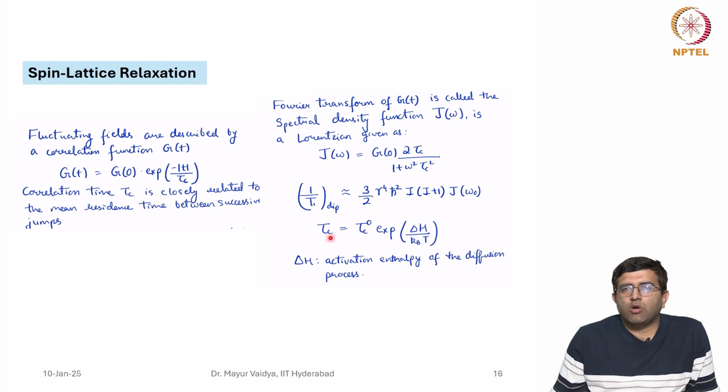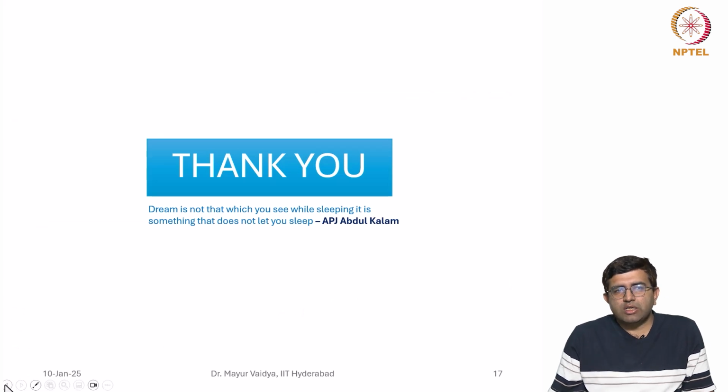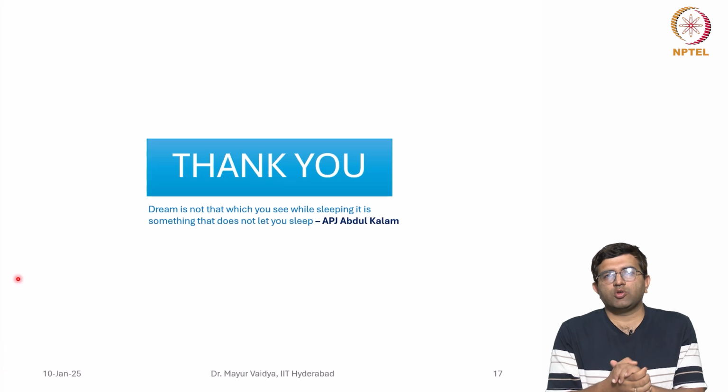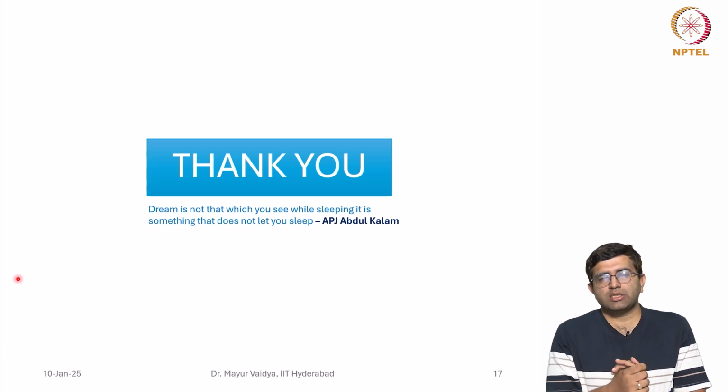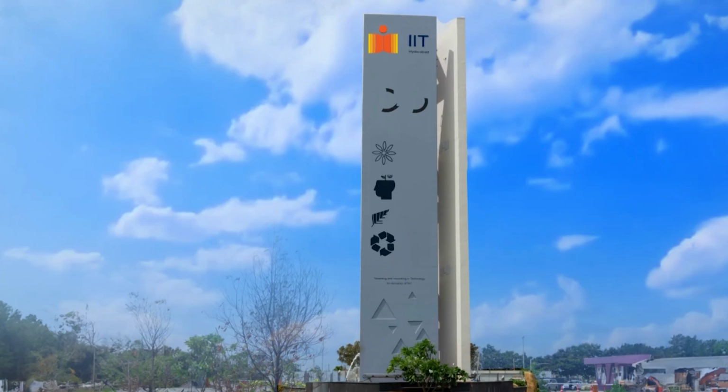The tau c also follows similar behavior as we saw for tau bar, which is equal to tau c naught into exponential of delta H by kB T. The delta H is the activation enthalpy of the diffusion process. With this, we end today's discussion on the NMR methods, and we will talk about 2 more related techniques in the next video. Thank you.